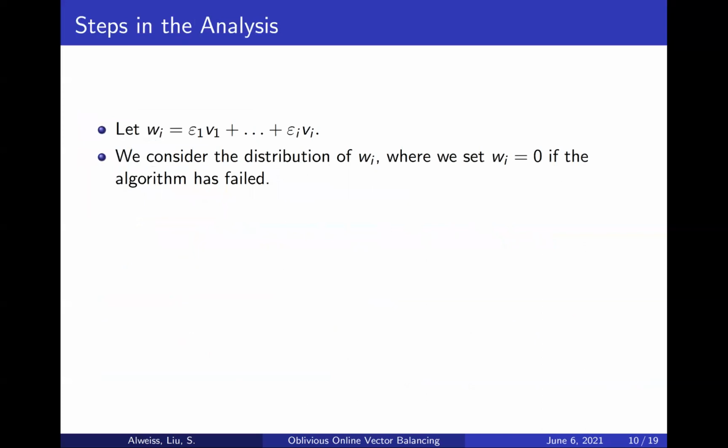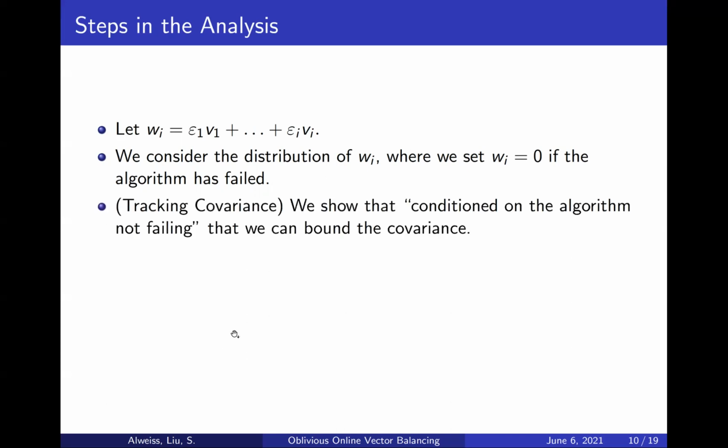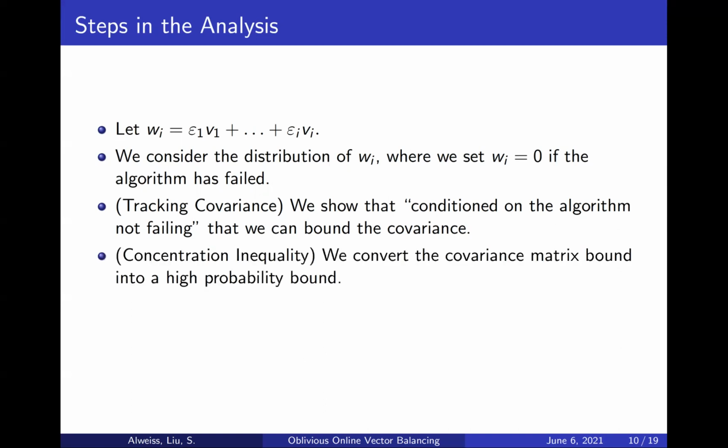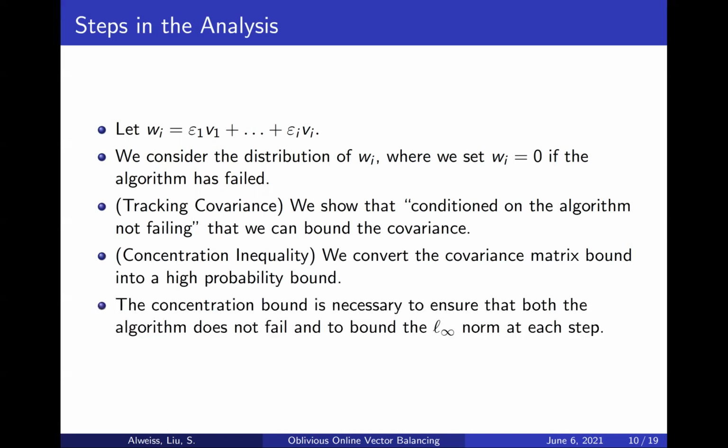So, the steps in the analysis. Let w_i be the partial sum. We consider the distribution of w_i at every time step. And okay, the algorithm might have failed before this. You can either keep the point, or it turns out to be convenient to move this mass to 0, or use something slightly different, but for now, just consider the mass moved to 0. So we show two things. First, we show that conditional on the algorithm not having failed, you can bound the covariance of this random vector w_i, and then you convert this into a concentration inequality. So we need to convert this covariance matrix bound into a high probability bound.